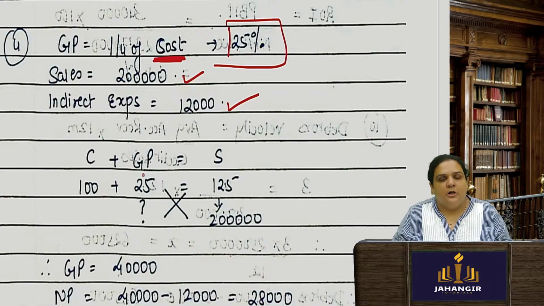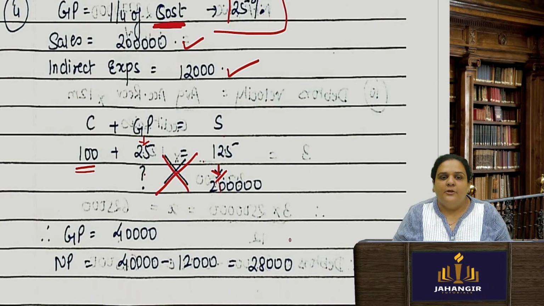Cost plus gross profit will give me sales. COGS plus gross profit will give me sales. Okay, they are telling profit is 25% of the cost. So then I'll assume cost to be 100. This is 25. So sales will obviously become 125. They have given me the sales figure 2 lakhs. So what will be my gross profit? I'll cross multiply. Okay, 2 lakhs into 25 divide by 125. My gross profit is 40,000.